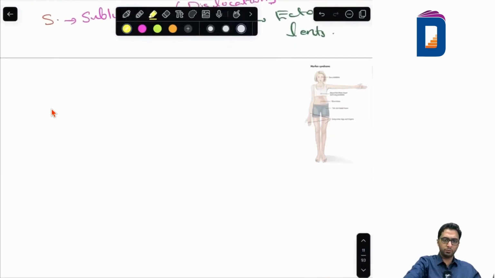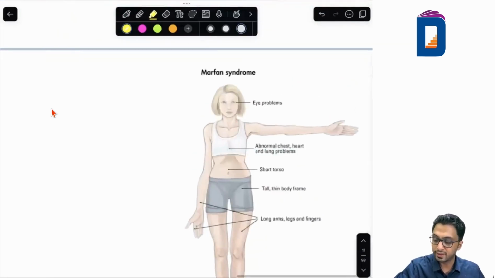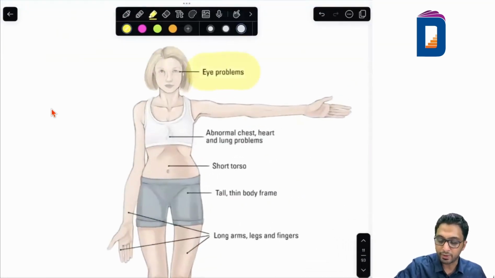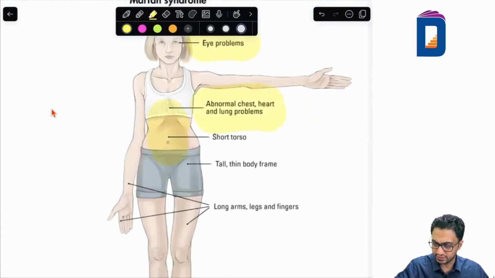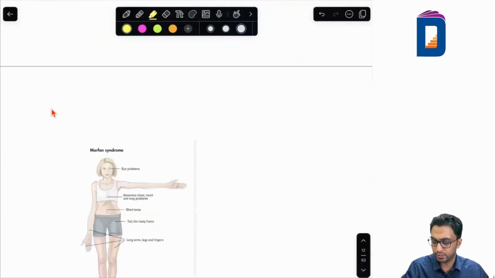This is the picture, a very long patient, a very tall patient. In fact, the eye problems, what was that? Ectopia lentis and detachment of the retina. Abnormal chest, and I'll show you those things. Short torso, this area is very short, tall, thin, long. Basically it's a long patient. I'll show you another question there.